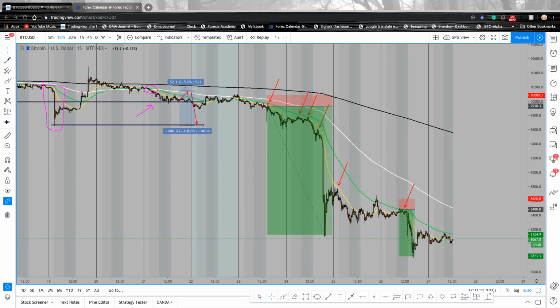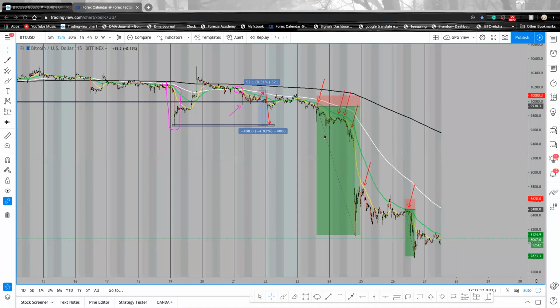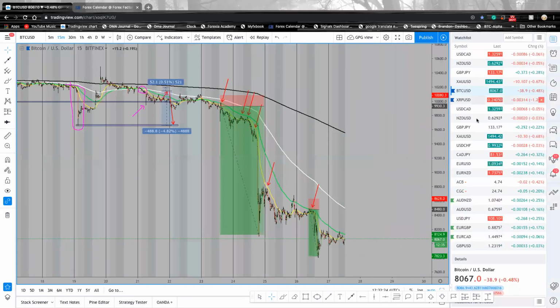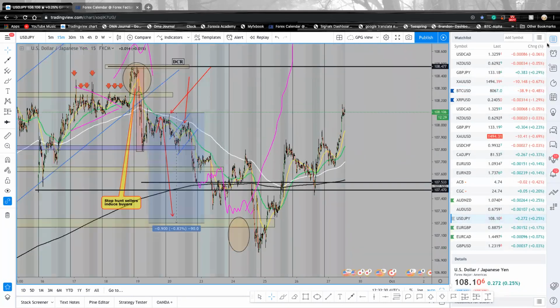So yeah, I have around 8 minutes. I wanted to just show you that what we talk about has no difference in any type of market. I know USDJPY was a perfect trade today too.